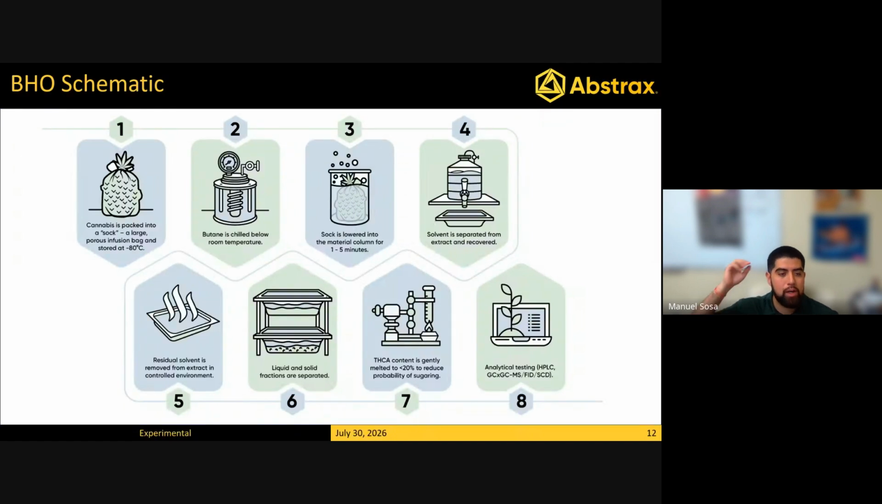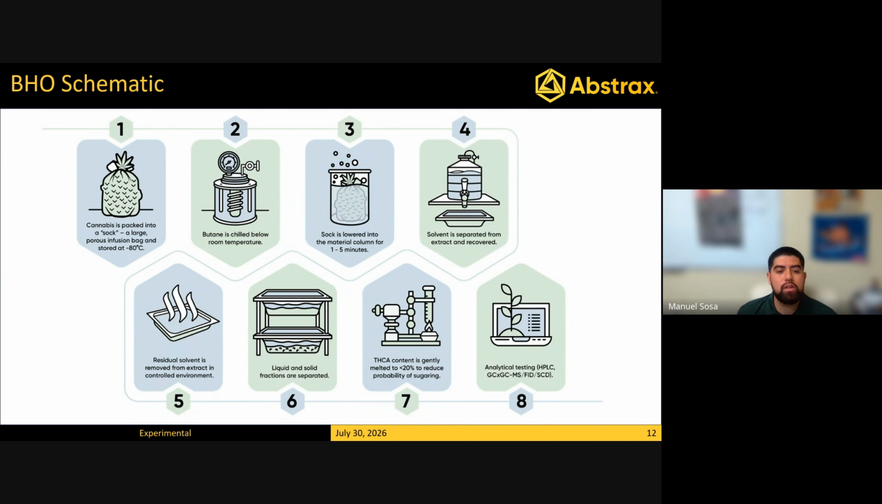If you don't know how butane hash oil is made, here's a simple schematic. Following the diagram, let's start at step one, where you pack all your fresh frozen flower into a mesh-like bag, which we call a sock. This fresh frozen flower is stored in a negative 80 degrees Celsius freezer. You pack your sock down.